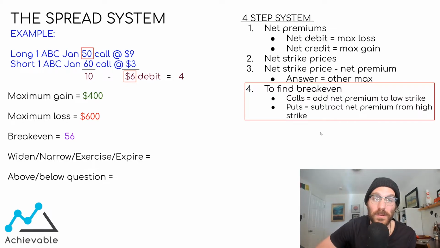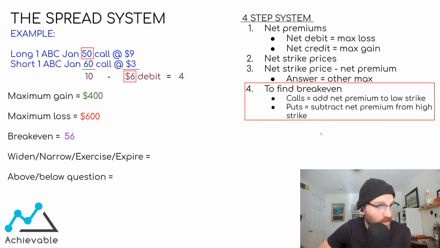Now, here's a little piece of knowledge I think might help if you forget how to do this part of the 4-step system. The break even will always be in between the two strike prices. Always. In this case here, we never find a break even below 50 or above 60. It's always going to be between the two strike prices. So if you ever come across a question where they're saying the break even is outside of the spread, there's no way that's the right answer. So maybe that's a way that you can eliminate some wrong answers there.